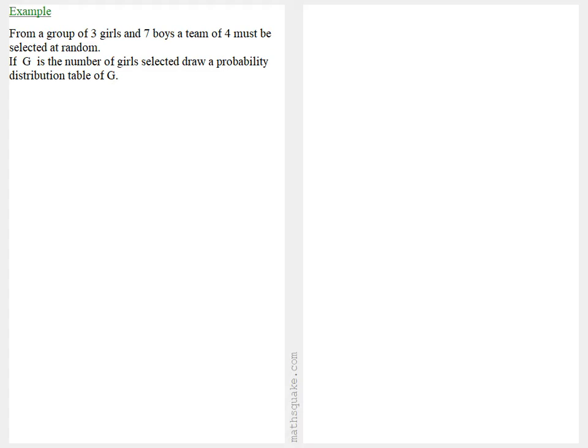In another example, we're told, from a group of 3 girls and 7 boys, a team of 4 must be selected at random. If G is the number of girls selected, draw a probability distribution table of G. Well, to solve this, the possible values of G are 0, 1, 2 or 3. There's a maximum of 3 girls.